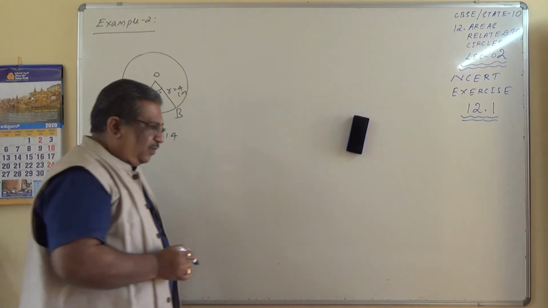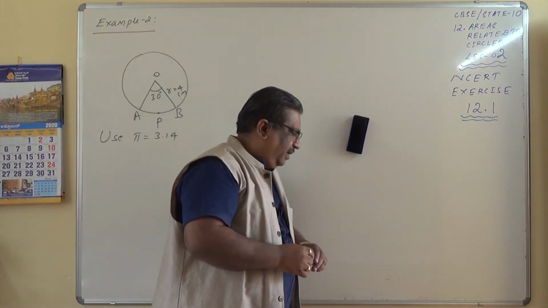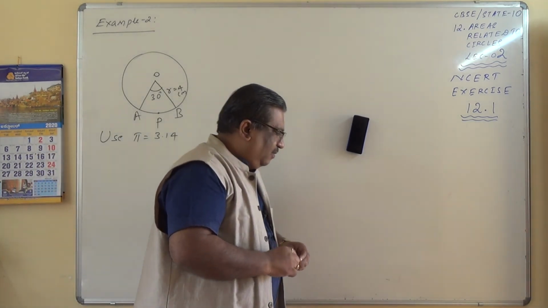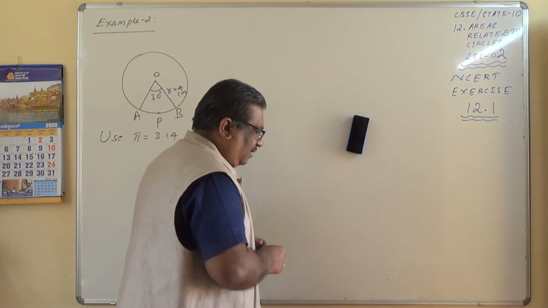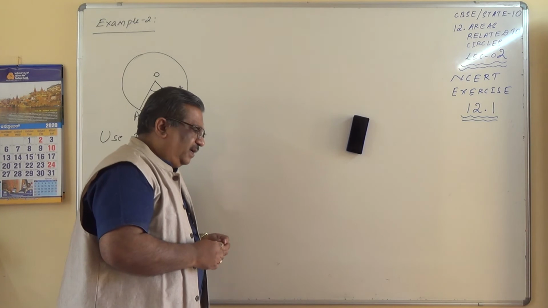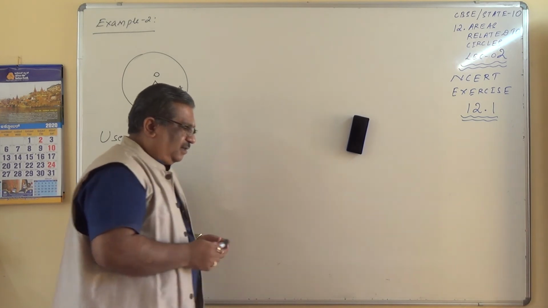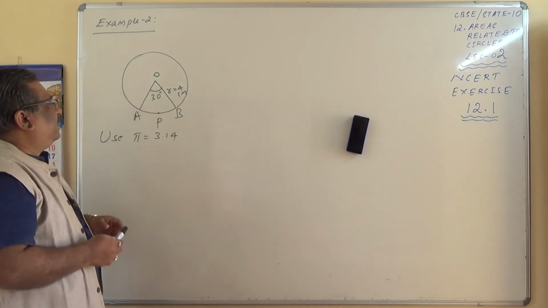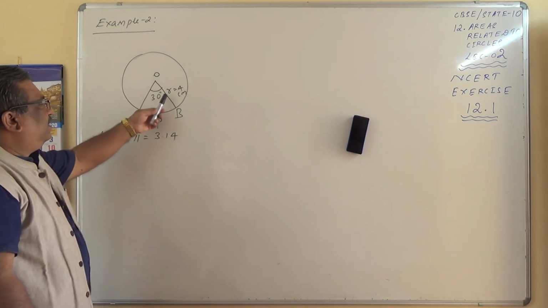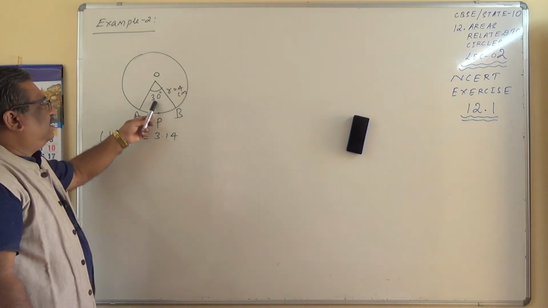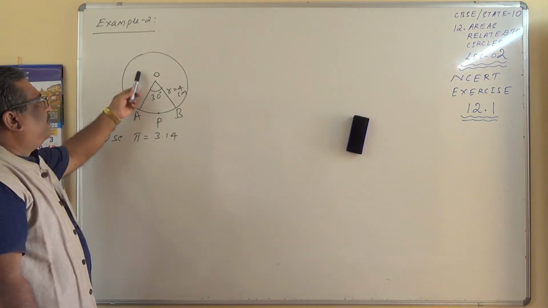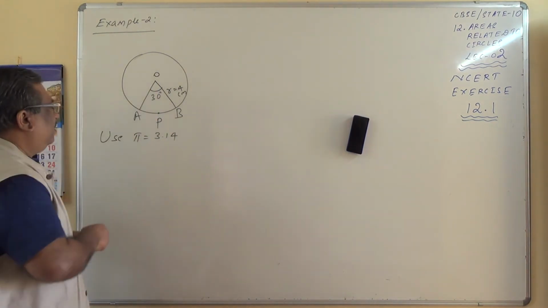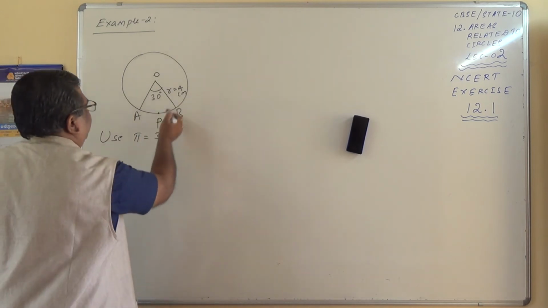Here is example number 2, I'll read it. Find the area of the sector of a circle with radius 4 centimeter and of angle 30 degrees. Also find the area of the corresponding major sector. So this is the diagram here. Radius is 4 centimeter, angle is 30 degrees. We have to find the area of this sector, and also the area of the major sector. So how to find the area of the minor sector?